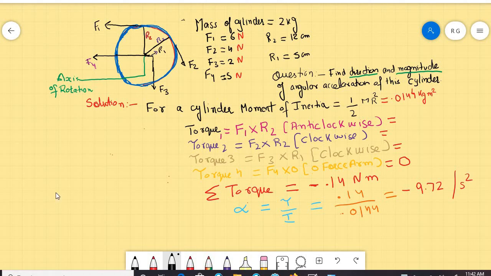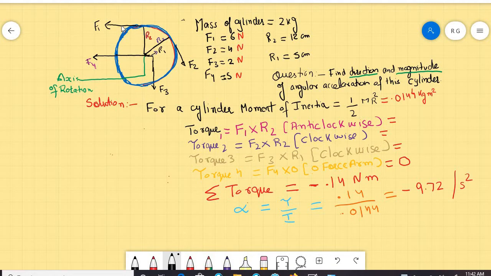Good morning, students. A very interesting numerical. This is a cylinder of mass 2 kgs. It has four forces being acted on it: force F1, force F2, F3, F4. The question is: find the direction and magnitude of angular acceleration of the cylinder.